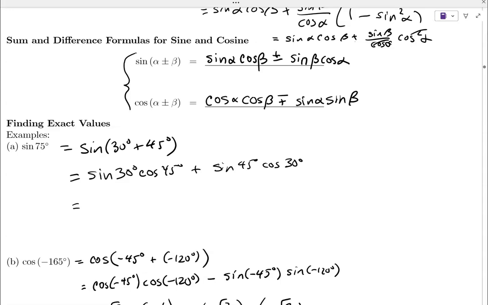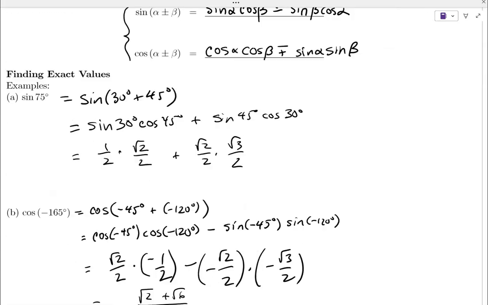Now let's get the values. Sine of 30 degrees is 1/2. Cosine of 45 is root 2 over 2. Sine of 45 is root 2 over 2, good. And cosine of 30 is root 3 over 2. In the end, you can simplify it if you really, really want to. Do you think I care if you simplify it? No, you'd be correct. I do not care.